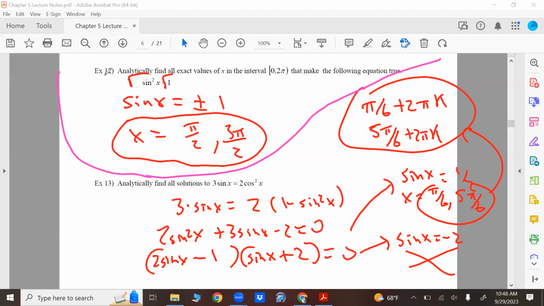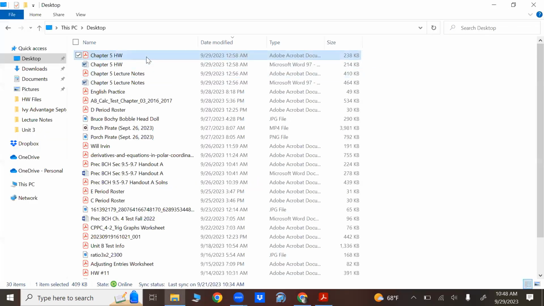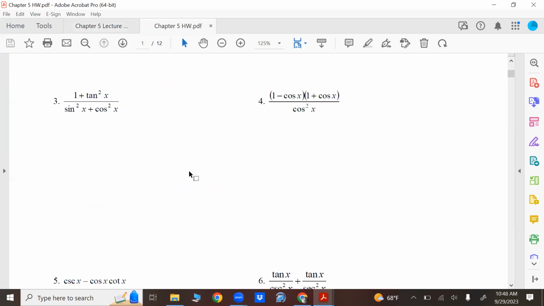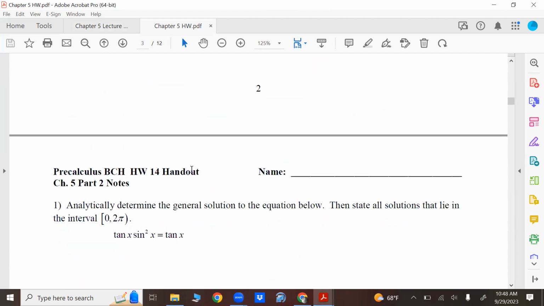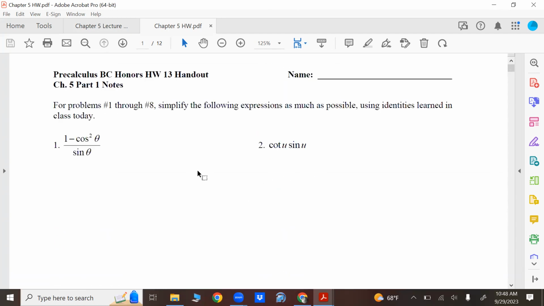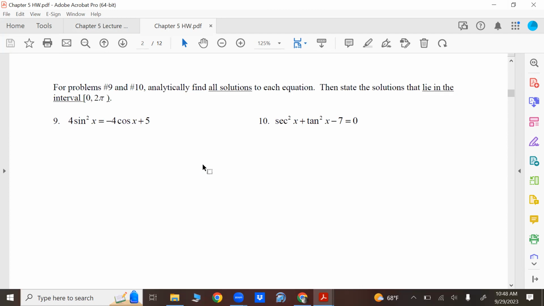Okay, so we're all done with notes today. I'm very happy we got part 1 done and we have some time spare. So if you want to get a head start on homework, you may. Homework is that other packet I just gave you guys. It's just homework 13 handout, all the problems on the first 2 pages, 1 to 10. Should be very straightforward.